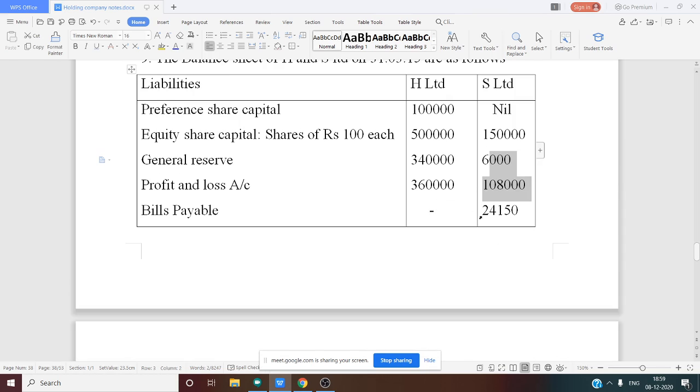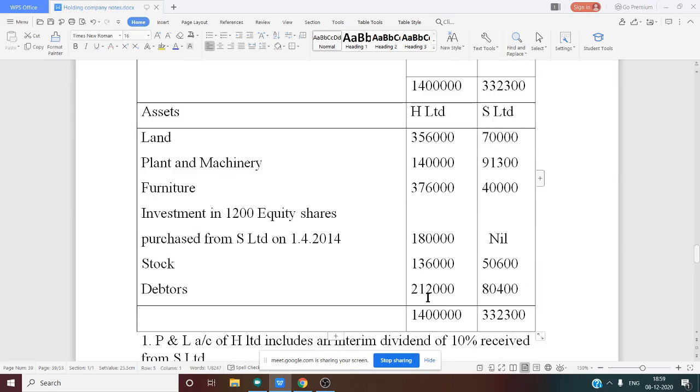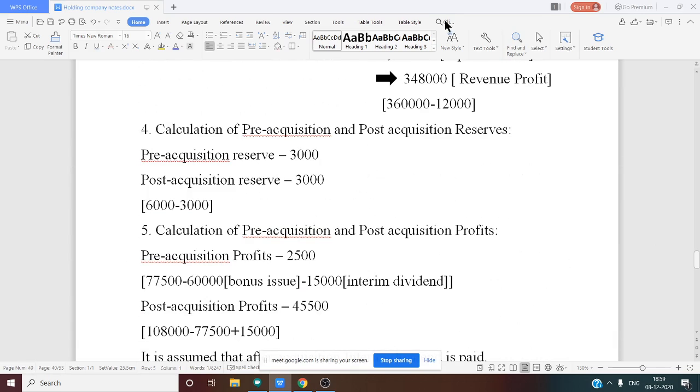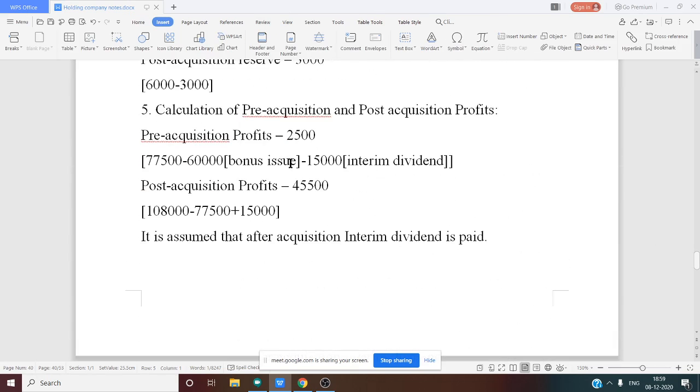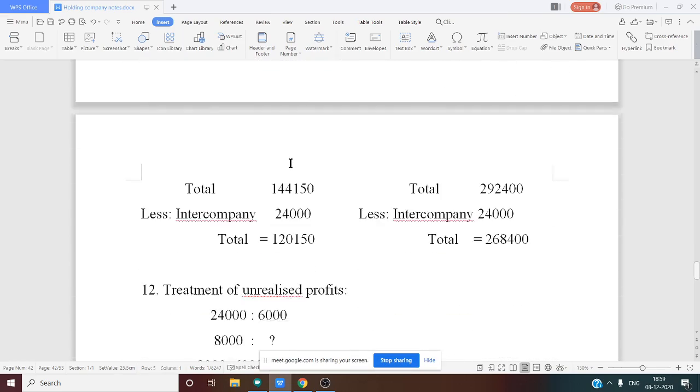Bills payable is not there for the holding company, but for the subsidiary company it is given, 24,150. Since there is no other adjustment for bills payable and bills receivable, directly this information comes in the consolidated balance sheet. Bills payable 24,150 as it is. Creditor you have to combine, and then there is intercompany. Intercompany transaction you have to deduct from creditor. So now once again we'll see the consolidated balance sheet.